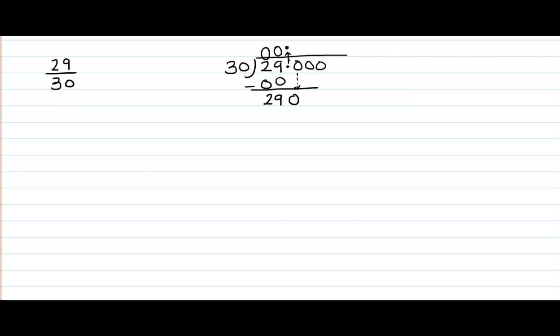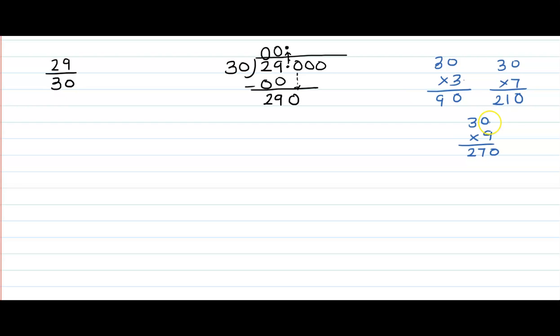So how many 30s are going in 290? For that we require the 30 timetable. What is 30 times 3? 3 times 0 is 0, 3 times 3 is 90. So it is less. We need to go until 290. Let's go for 7. 7 times 0 is 0, 7 times 3 is 210. Still 210 is less than 290. Let's go for 9. 9 times 0 is 0, 9 times 3 is 27, 270.